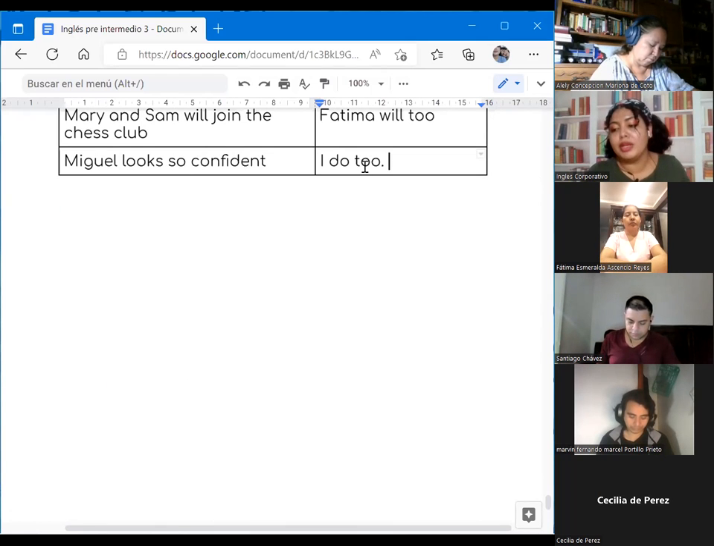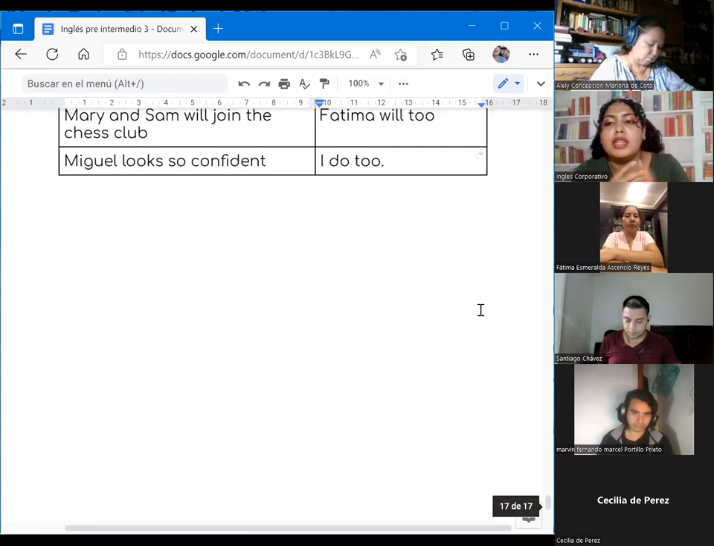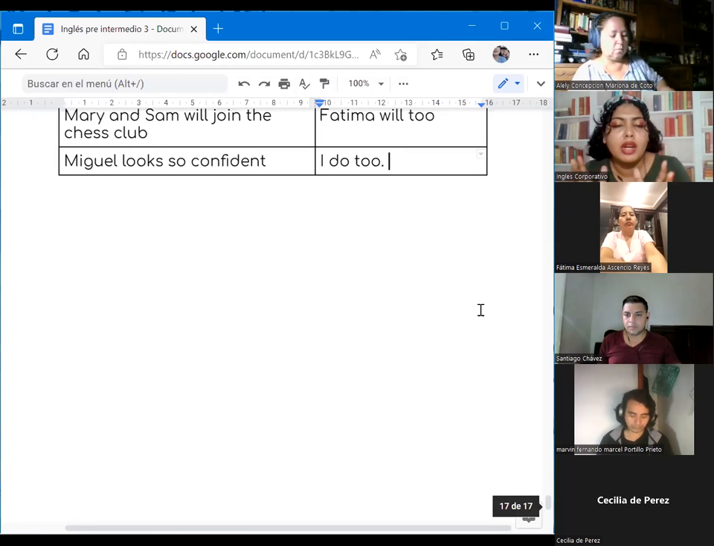I do too. Porque ese es el auxiliar que estamos utilizando en lugar de looks. Ahí están. Son respuestas. We can say that it's almost the same as the long answer, but these ones are more convenient because they are short. Son más cortas, representan lo mismo que la oración larga, solo que aquí no agregamos detalles extras.